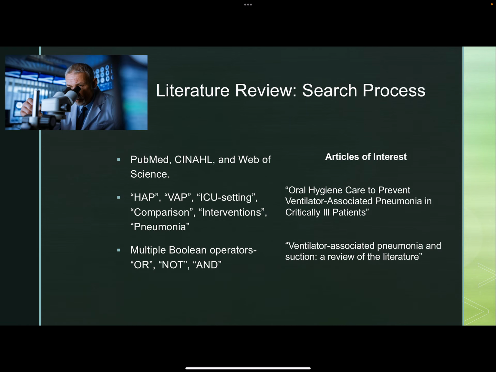So on to the lit review, my search process. I used the following websites: PubMed, CINAHL, and Web of Science to obtain my data. Listed below are some of the keywords I used: HAP, VAP, which we already talked about, ICU setting, comparison, interventions, and pneumonia. Boolean operators are just these handy little things that help to connect, isolate, and separate your keywords so you can eliminate certain factors. I remember using these for elimination of other infections that weren't related to pneumonia, and that really helped me.